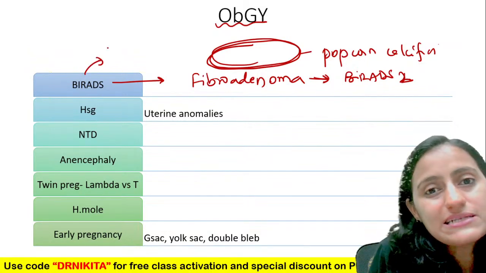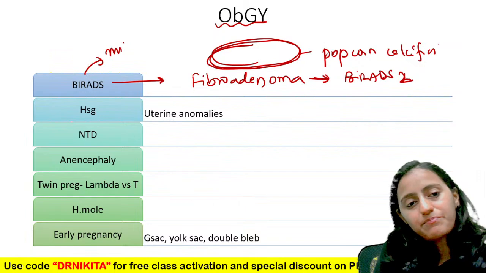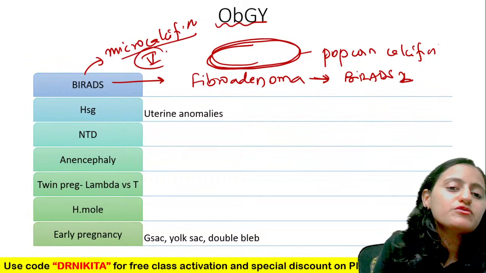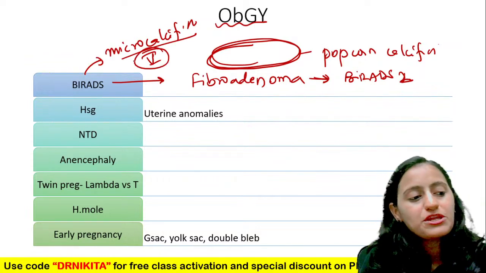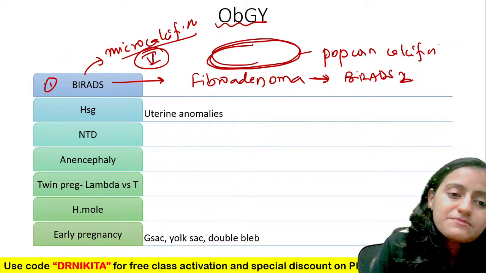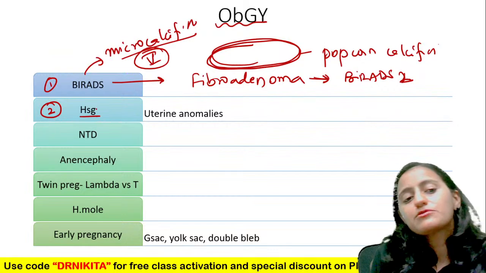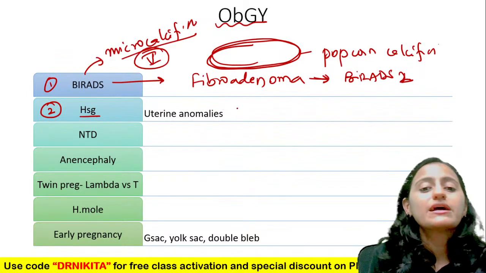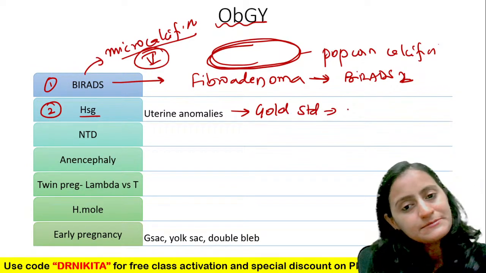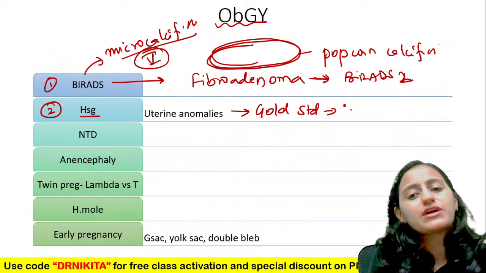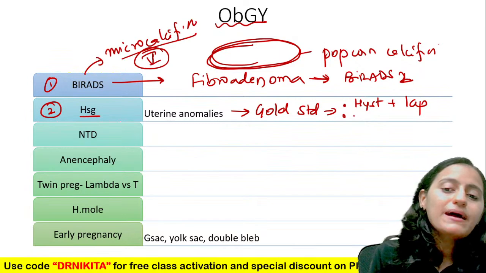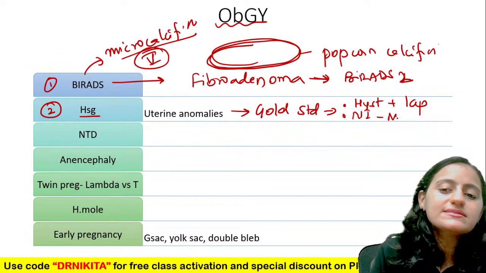And remember, what is the important finding for CA breast? Presence of microcalcification is something which is very, very important. If you have microcalcification present, then you will go to BIRADS 5. It is highly suspicious of malignancy. Next important in OB-GYN are the hysterosalpingography images, including the uterine anomalies. But if the question is what is the gold standard for uterine anomalies? The gold standard for uterine anomalies is hysteroscopy plus laparoscopy. Best non-invasive investigation is MRI.